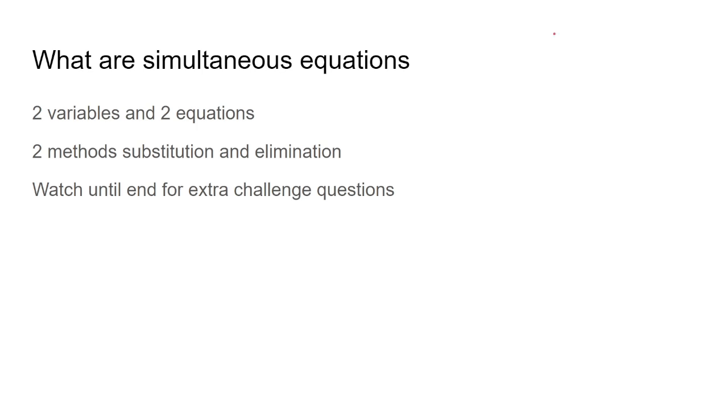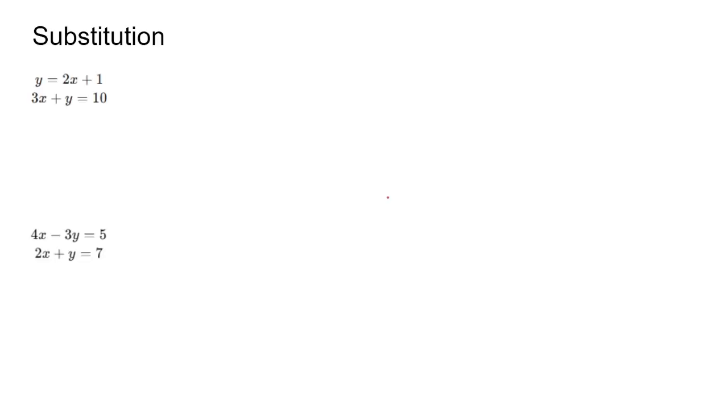There are two methods to do this. They're called substitution and elimination, and I'll teach you both of them. And watch until the end for some extra hard challenge questions. First, substitution. Substitution is when you know one of the variables in terms of the other variable.